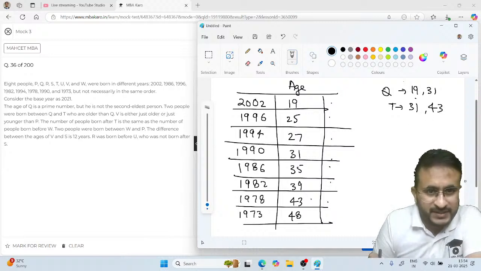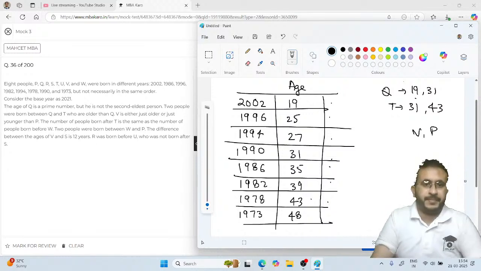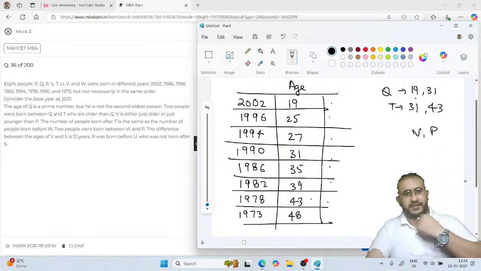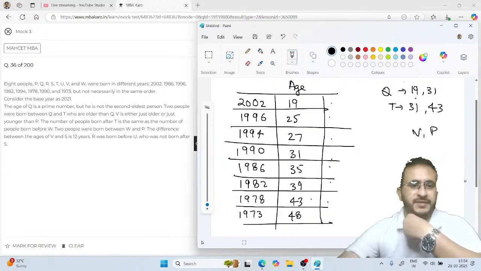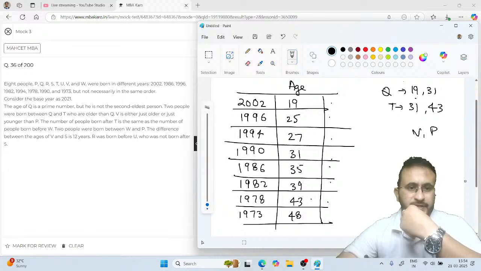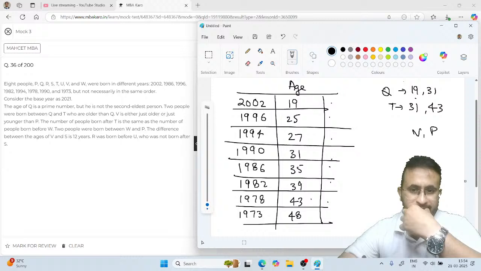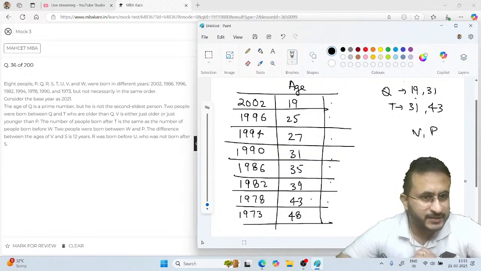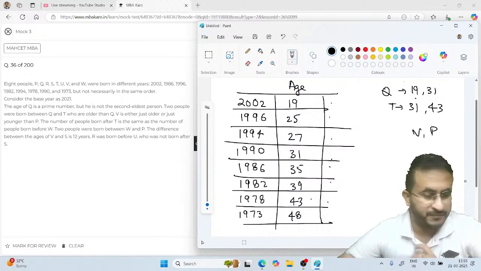Okay. V is either just older or just younger than P. So V and P are consecutive, they will be born together. Then the number of people born after T is the same as the number of people born before W. V and S differ by 12. Okay, so a lot of information is there. We will probably make two cases and then solve it.